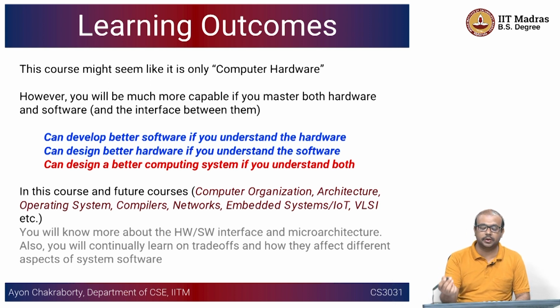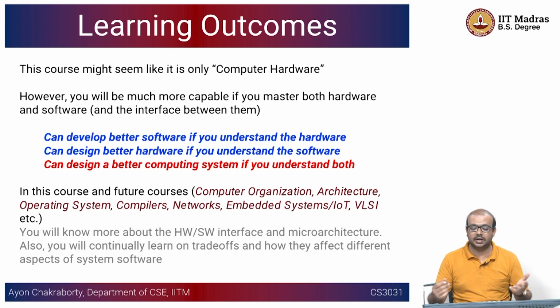So in this course and future courses, for example, if you take a course on advanced architecture, so organization, we are going to cover some here. So advanced architecture, operating systems, compiler design, computer networks, embedded systems, VLSI, and so on. This will take you into a journey of exploring the area of computer systems in a broader sense, right? So you will know more about hardware and software interfaces, microarchitecture, and understand the trade-offs that I said, right?